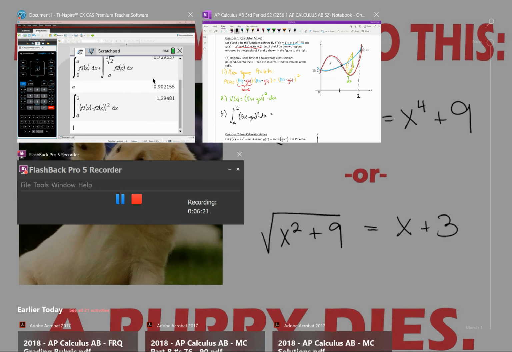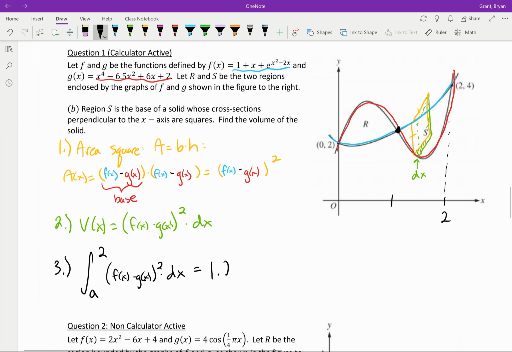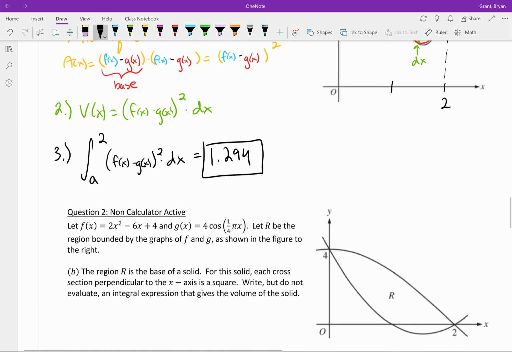1.294. 1.294, and that is our volume if we were to build a shape out of square cross sections. Cool. All right, let's move on.